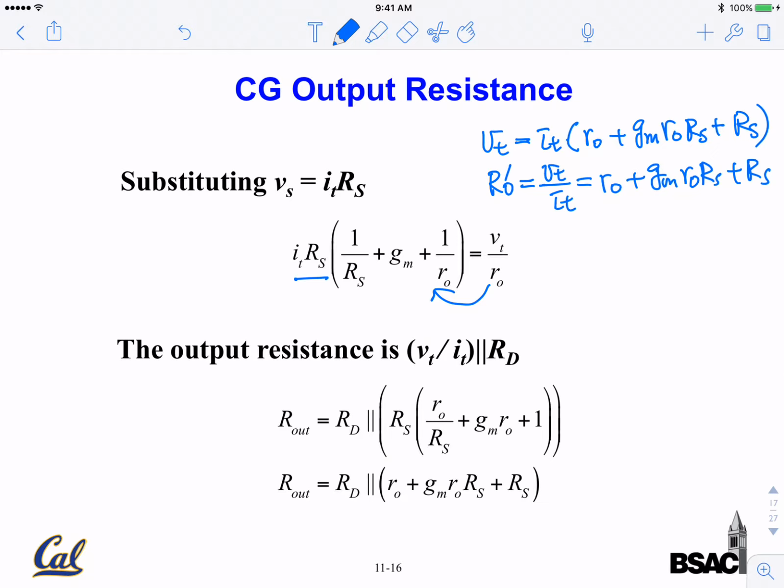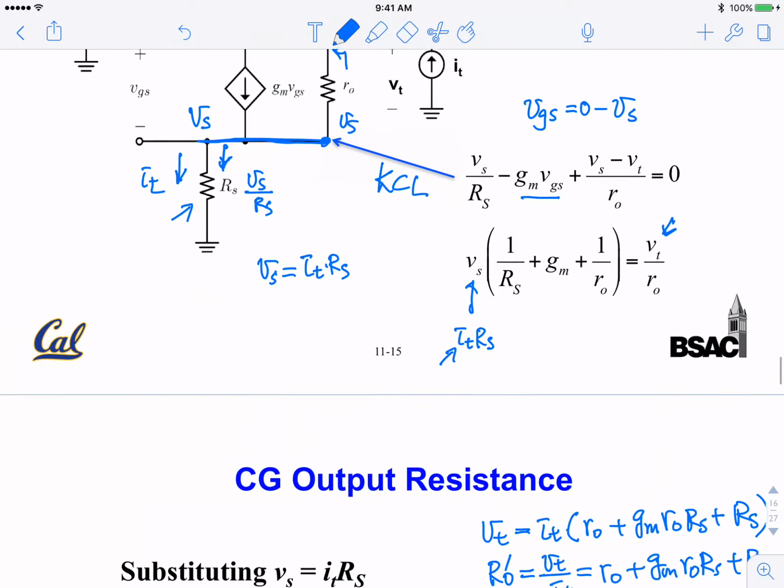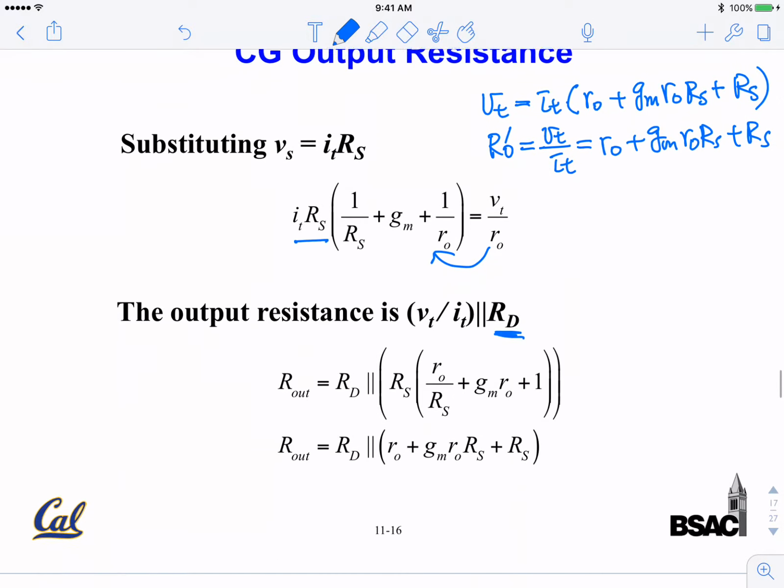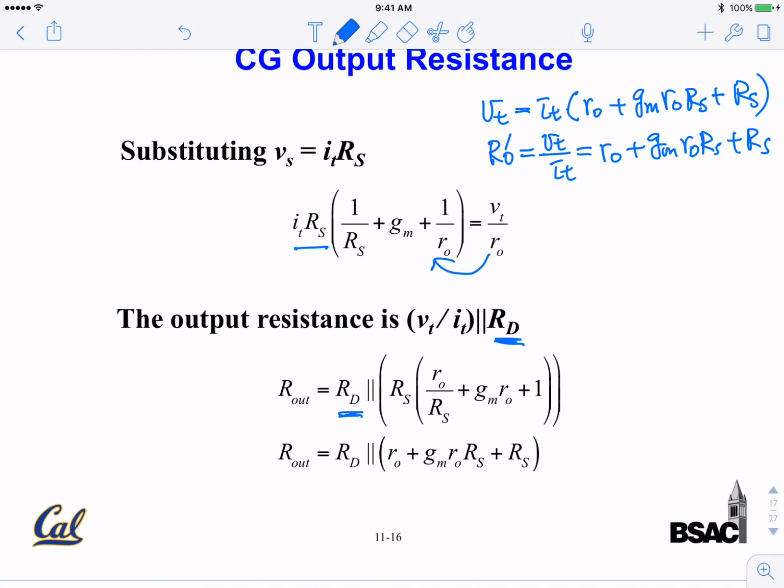typical number again. But before we simplify, we need to put back RD. And if we look at this diagram here again, we find that R out prime is really here. Everything included here, we look in here, we find R out prime, right? So R out prime is in parallel with RD. So we finally just put RD back. It's RD in parallel with this expression. Okay. Now we can simplify again.